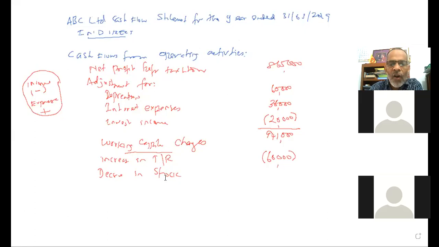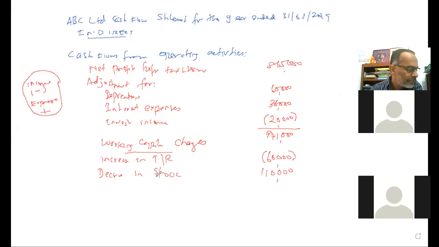When you look at the stock, 190,000 in 2018, just 80,000 in 2019. Therefore, 110,000 decrease. If there is a decrease in the stock, the stock account is credit 110,000, cash account is debit 110,000. Therefore, if there is a decrease in the stock, cash would be added when you are doing the working capital changes. Without brackets, 110,000 would be recorded.